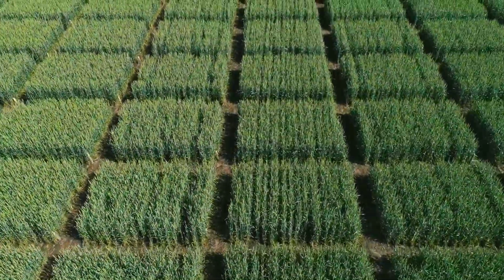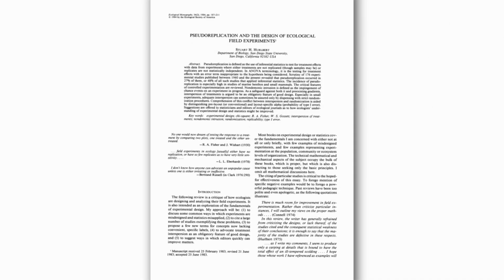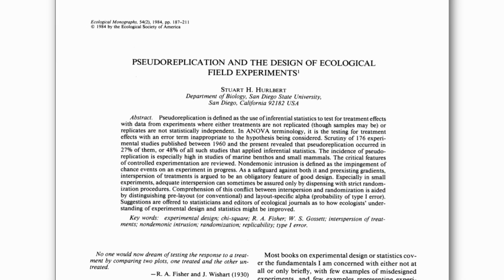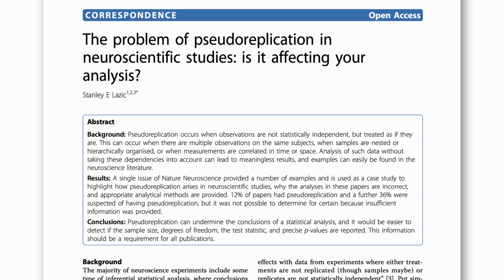Pseudoreplication is a very common problem in statistics, and chances are that you too have fallen into the trap of using pseudoreplication. In 1984, Stuart Herbert published a study in which he reviewed a number of ecological studies and found that almost half of the papers using statistical tests or similar analysis were done with pseudoreplicated data. And even decades later, pseudoreplication continues to be a common pitfall.